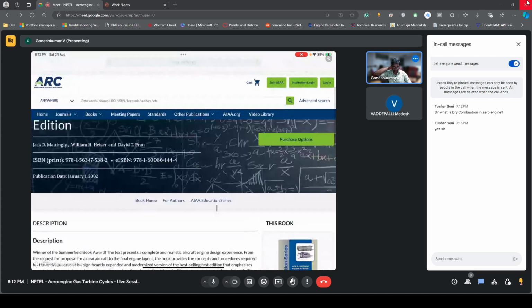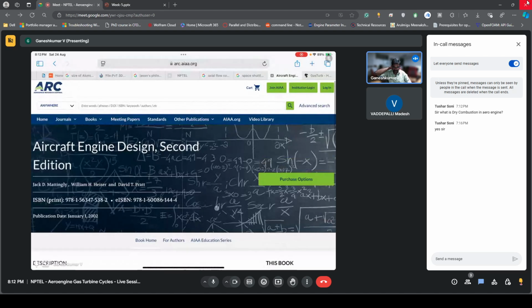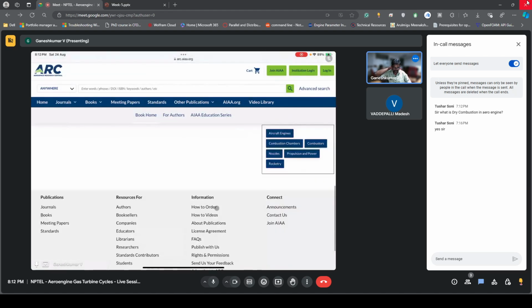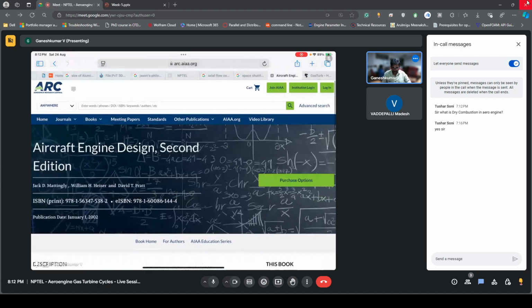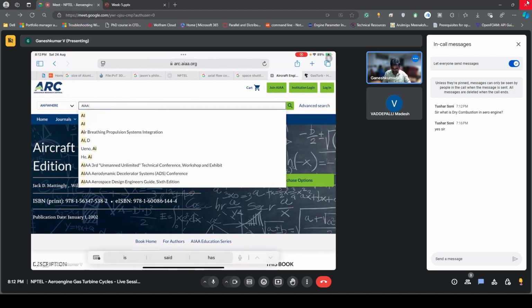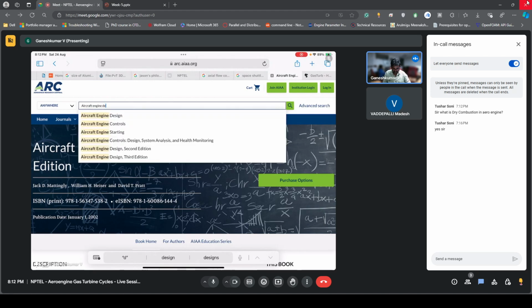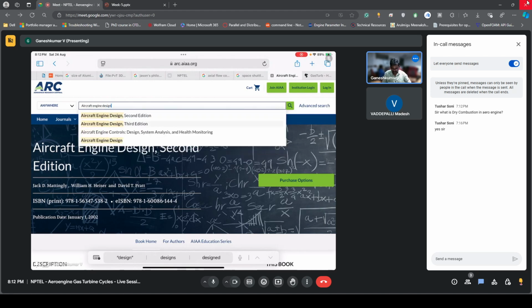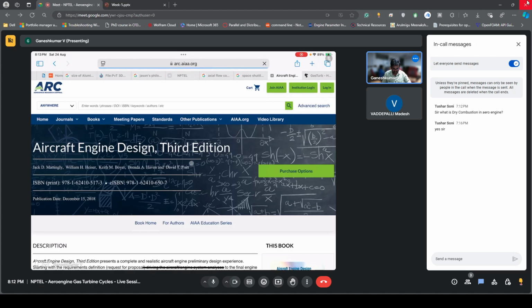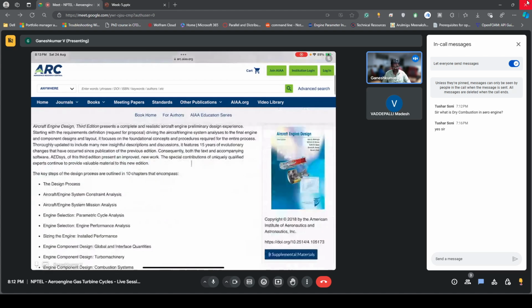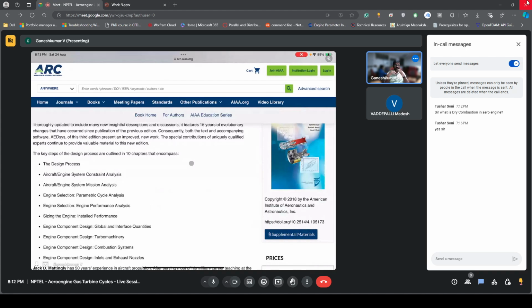For example, this book, Aircraft Engine Design. I think a new edition also came; a third edition is also there. You can either purchase it or use different ways of downloading a book. Aircraft Engine Design, third edition. This book will give you the real design process.